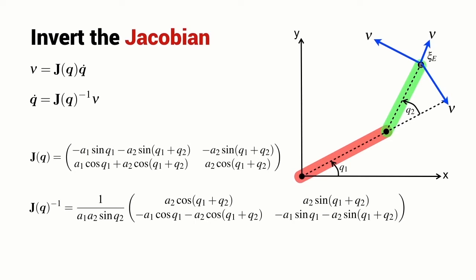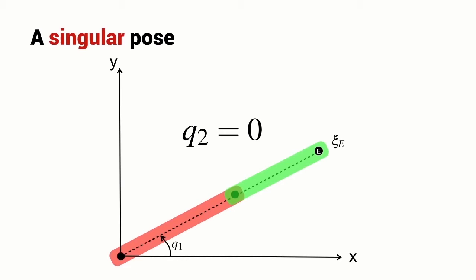There's one slightly problematic aspect of this inverse Jacobian, and that is this term here. When the second joint angle, Q2, is equal to 0, this inverse Jacobian becomes infinite. That might seem a little bit unusual, but there's a pretty simple intuition behind this. Let's have a look at the robot configuration where this occurs. So this is what the robot looks like when Q2 is equal to 0.